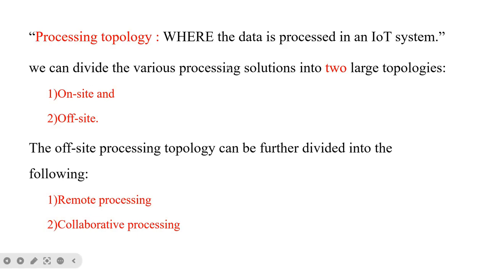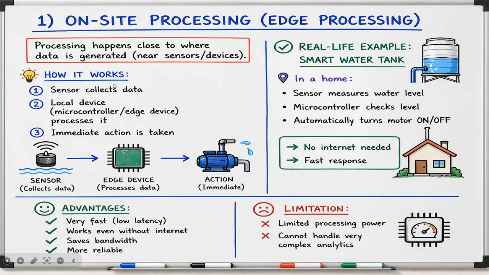Now here we can divide the various processing solutions into two large topologies. First is the on-site topology and second is the off-site topology. And the off-site topology is further divided into two types, that is, remote processing and collaborative processing. Now first we will see what is on-site processing.